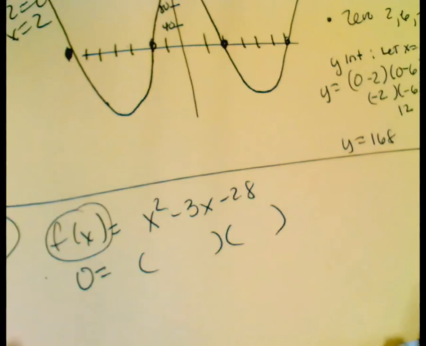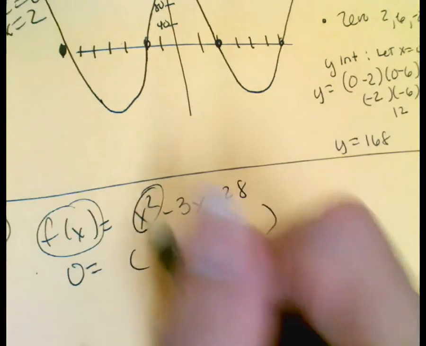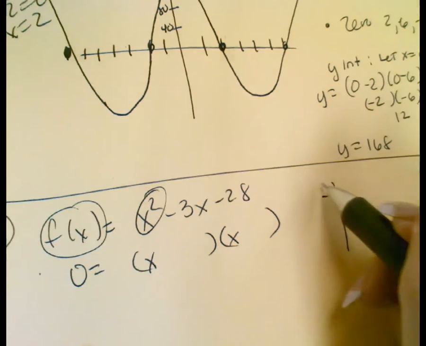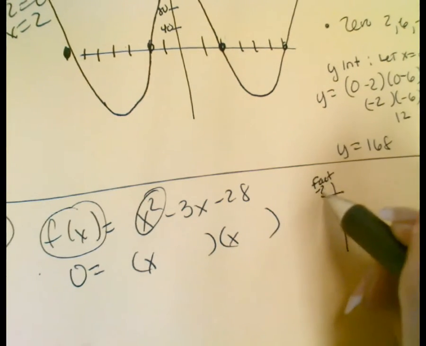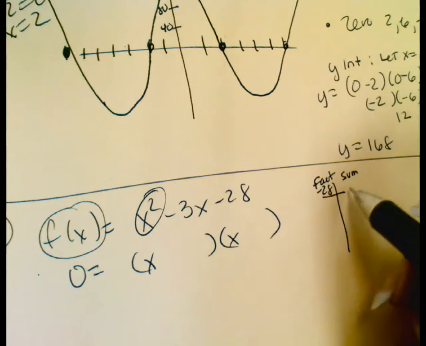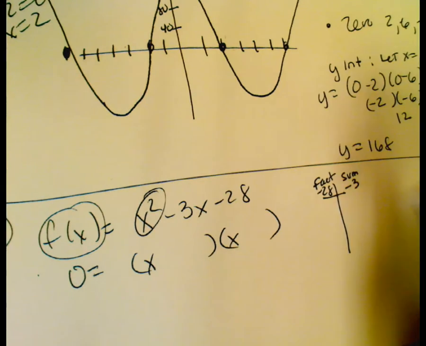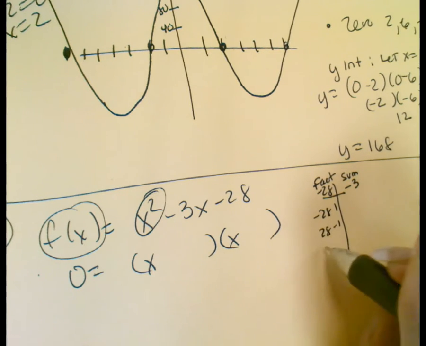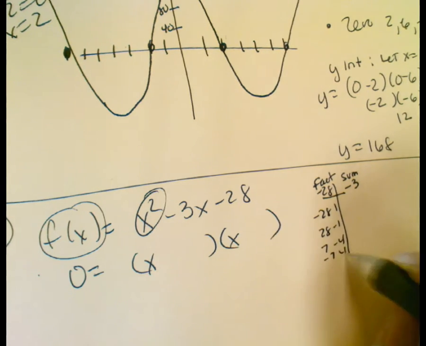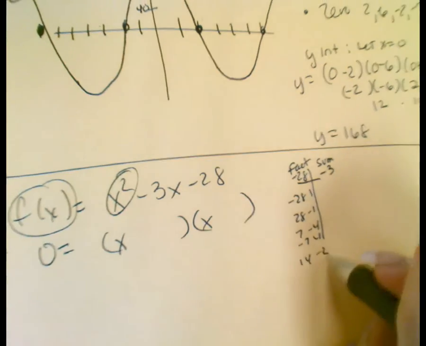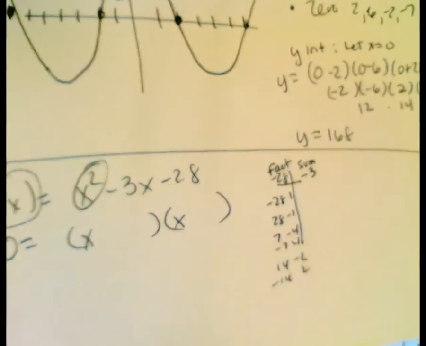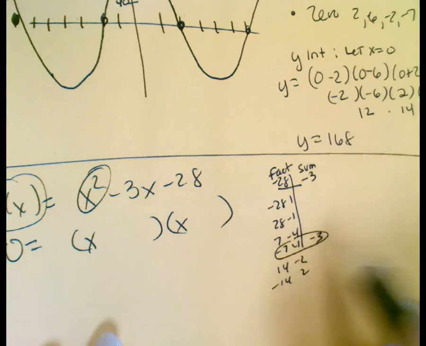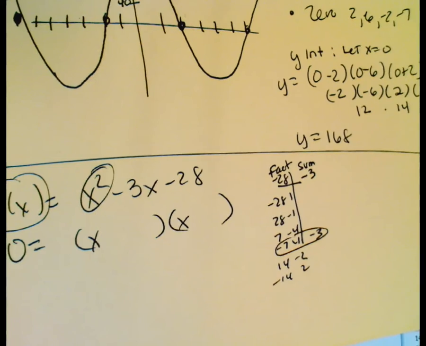Okay, we can do this without a calculator, just finding the zeros. So you split x squared up. Now over here, we're going to find factors of negative 28 that have a sum of your middle term, negative 3. So for example, negative 28 and 1, 28 and negative 1, 7 and negative 4, negative 7 and 4, 14 and negative 2, negative 14 and 2. These are all factors of negative 28. Which ones add up to negative 3? There's only one. Right there. They have a sum of negative 3. So those are the ones we use.